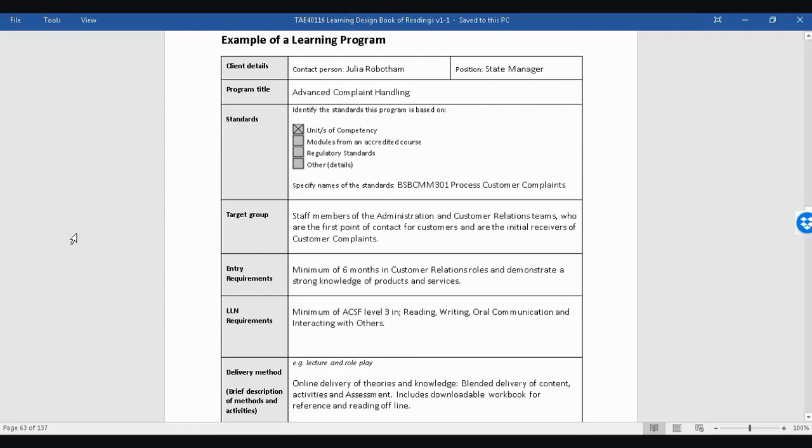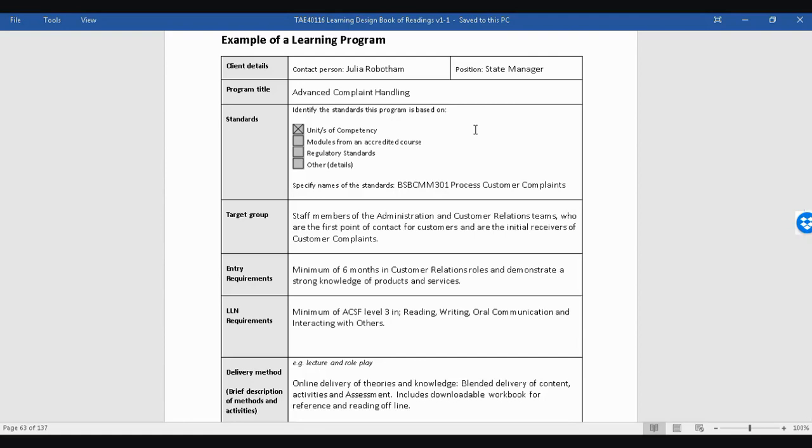In this case here, we've got a client, Julia Robotham, and Julia is the state manager for an organisation, and she's requested that we help design a learning program in advanced complaint handling. Now, it could be the case that we've developed this whole program just for Julia. It could be that we already had this type of program in existence, but we're developing it and modifying it and changing it for Julia's purposes. So we may have already had access to a lot of this information in the past. We may already have session plans for this type of learning program, or it might be something brand new.